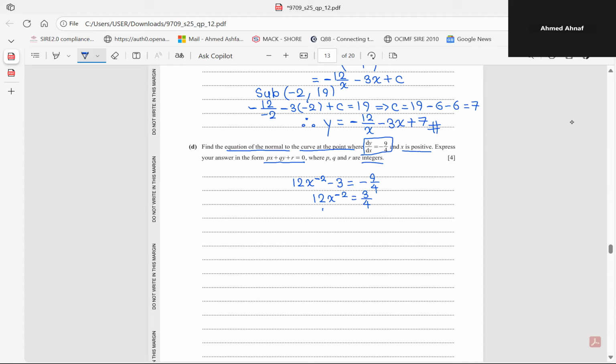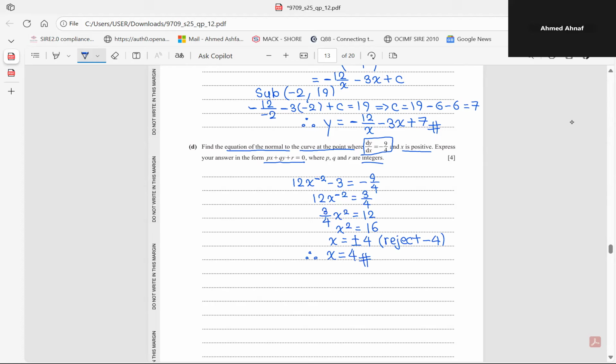And then multiply x squared on both sides. So 3 over 4 x squared is equal to 12. And then x squared would just be 12 divided by 3 over 4, which is 16. And hence x will be the square root of 16, which is plus or minus 4. But here we are clearly told that x is positive, so we are going to reject minus 4. Hence, x is equal to 4.